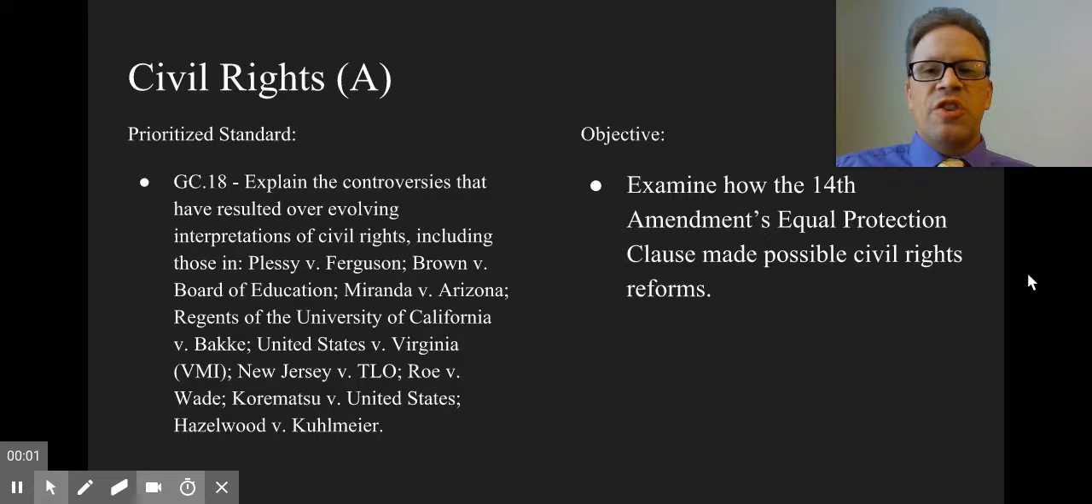Hello, this is the Civil Rights Section A Equality Before the Law lecture. We're hitting Prioritized Standard Government Civics number 18. Objectively, we're going to examine how the 14th Amendment's Equal Protection Clause made possible civil rights reforms.